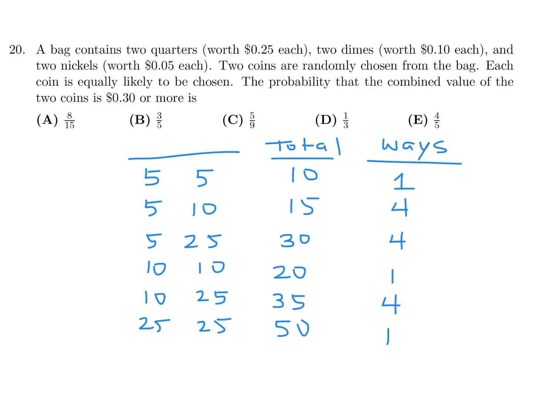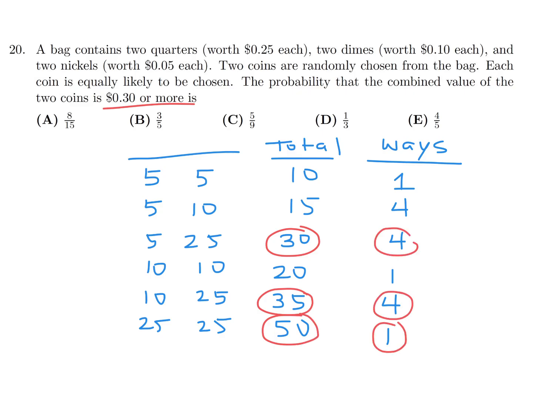So what we want is 30 cents or more, right? So we want this guy, and this guy. So that would be 4, 4, and 1. So that would be 9 out of the total, which is 15. So that's the probability. And that obviously reduces to 3/5, and therefore the answer is B.